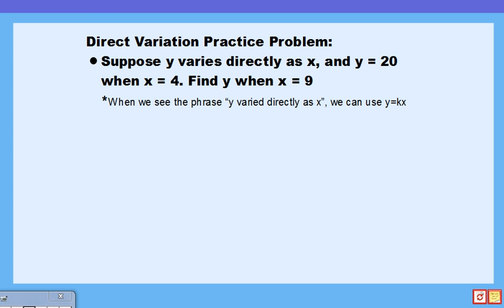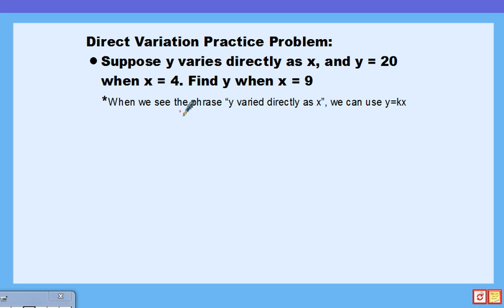So let's look at a practice problem, but just deal with the numbers, no word problems yet, just a setup of working with y is equal to kx. So here's the first one. Suppose y varies directly as x, and y is 20 when x is 4. Find y when x is 9. So basically, what am I asking you? I'm asking you to find a new y value when x changes from 4 to 9.